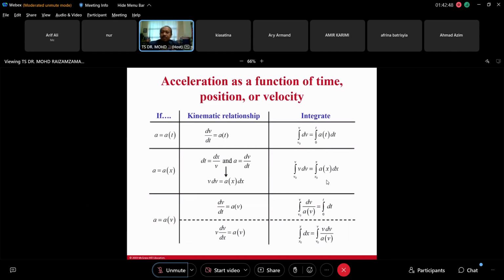All right, let me try to make it in the form of a table so that you get the idea of how to relate the acceleration component as a function of time, as a function of position, and as a function of velocity. Okay, class, how do you get A? You differentiate the velocity. Are you okay with this? A equals dv over dt. The first one.